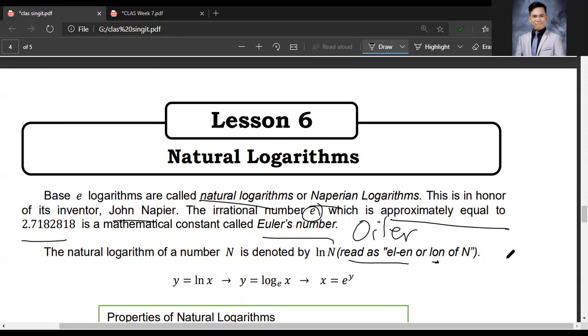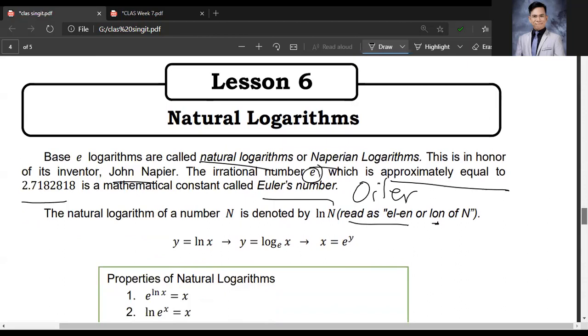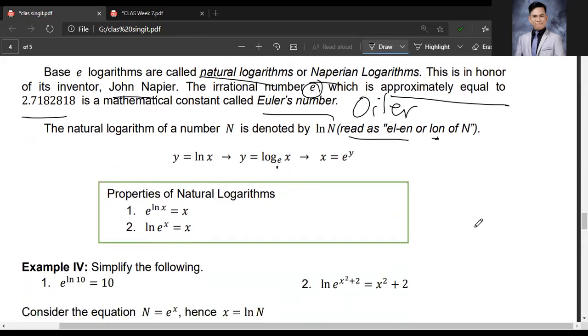So, ln of n. Bahala kayo kung saan kayo nadadalian. So, y is equal to ln x is equal to y is equal to logarithm of x with a base e. Pag nire-write natin ito as exponent, magiging x is equal to e raised to y siya. So, inverse pa rin talaga ni logarithm si exponential. Ayan siya.